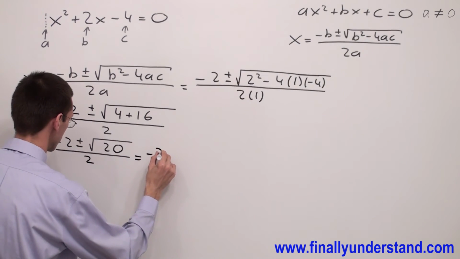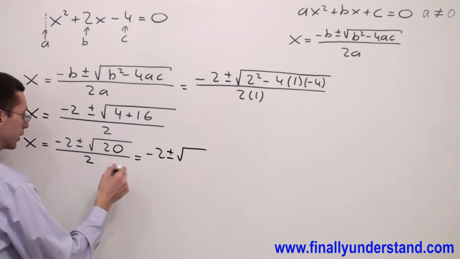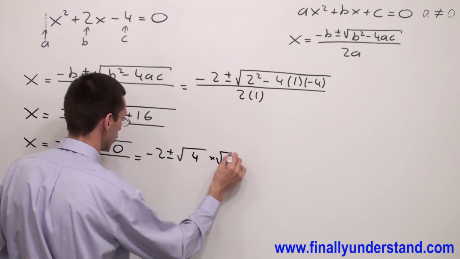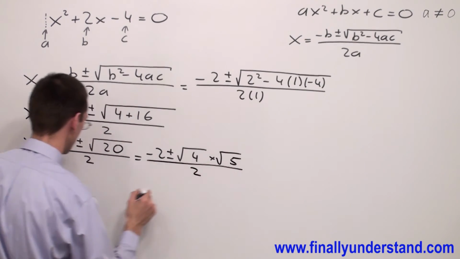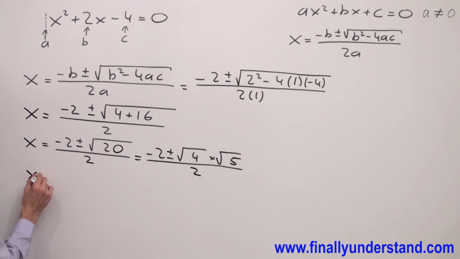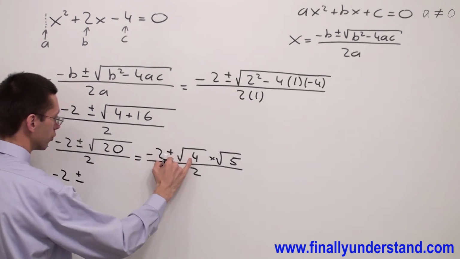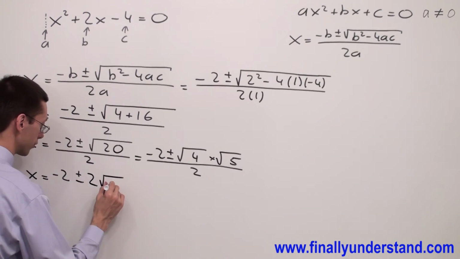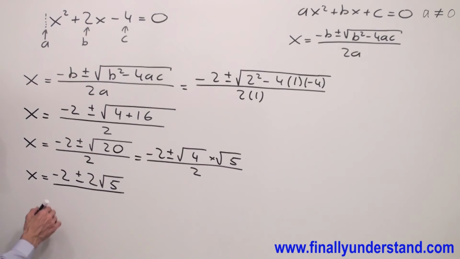Next, what we can do over here? Copy down minus 2 plus minus, and we can rewrite square root of 20 as square root of 4 times square root of 5 over 2. And I have x equals minus 2 plus minus square root of 4, which is 2, and copy down square root of 5. We're supposed to apply the properties of radicals in order to simplify the solution.